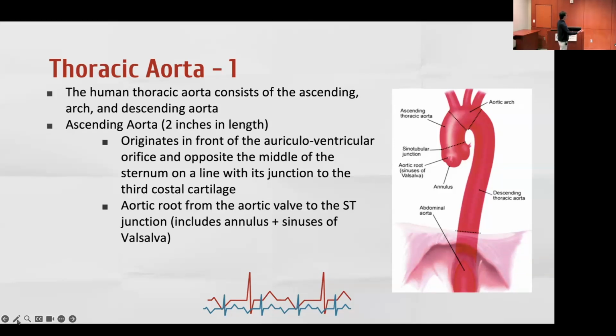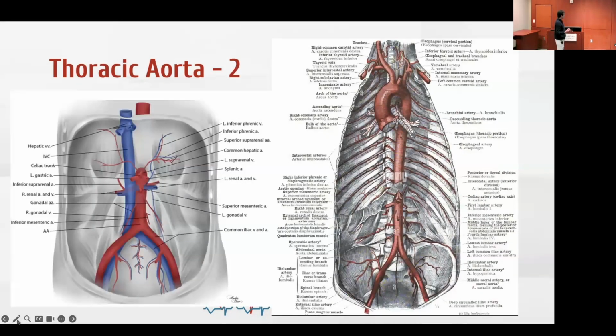Here in these images, you can better appreciate the three components of the thoracic aorta: the ascending aorta, the aortic arch, and the descending thoracic aorta. And then it terminates as the right and left iliac arteries.